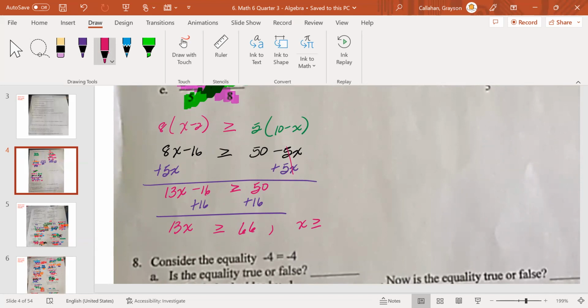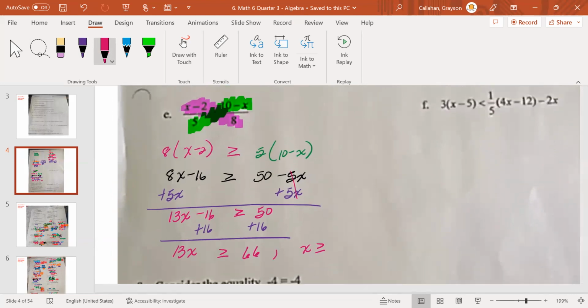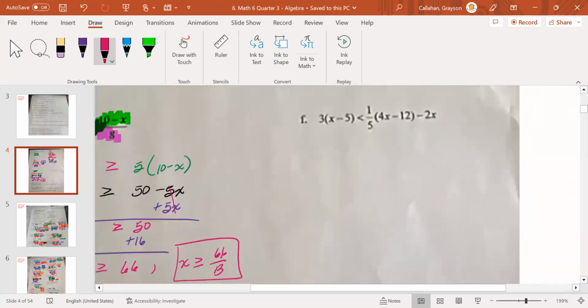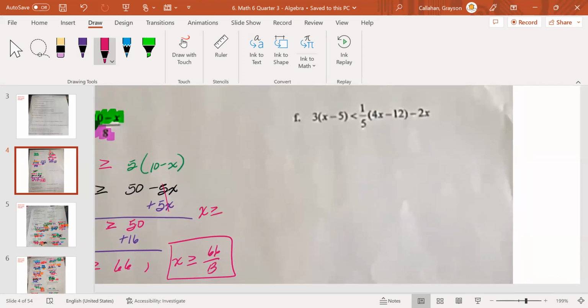This is a really bad question because it doesn't even give you a whole number. Let me make sure I did everything correct. 16, 50 minus 5x. Oh, that's correct. Yeah, it just doesn't give you a whole number. 66 over 13. That's your answer. Okay. Or you can say x is greater or equal to 5.07. Or 8, just kidding.